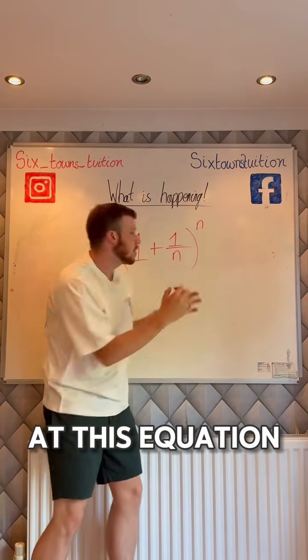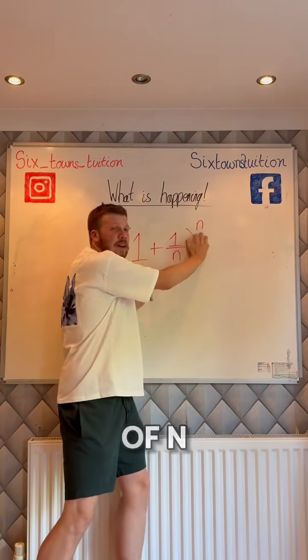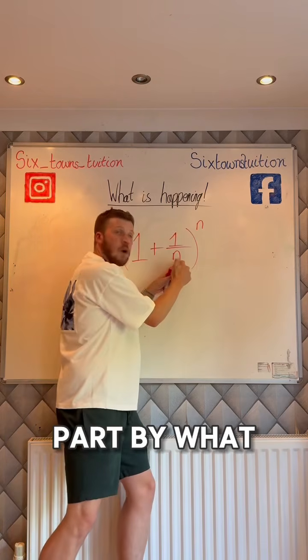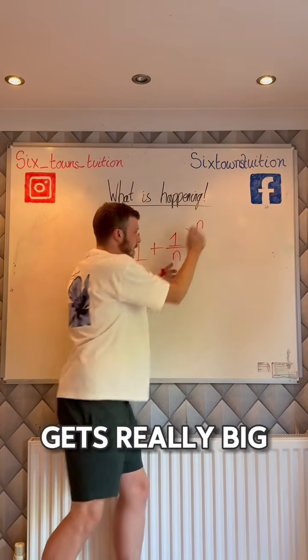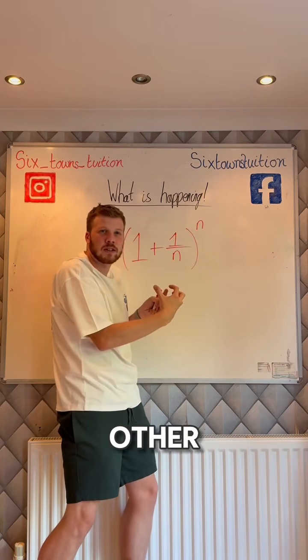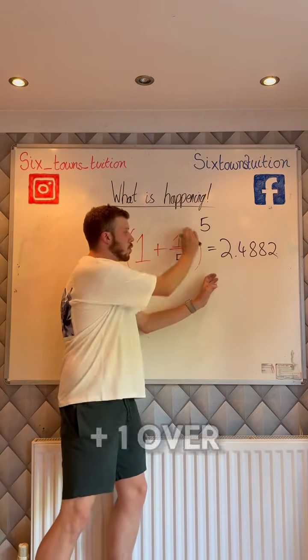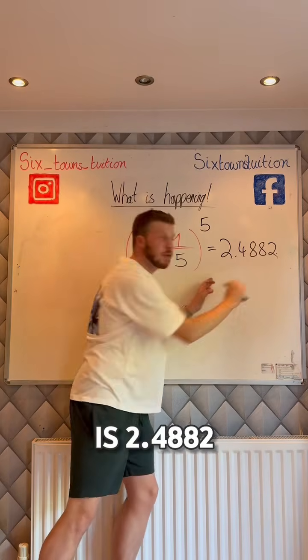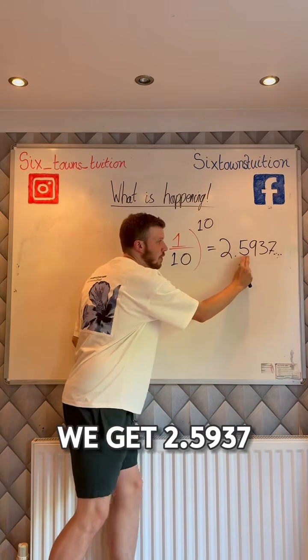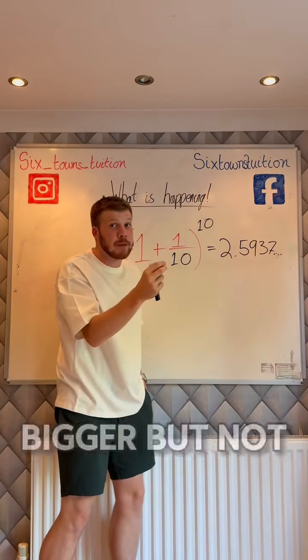So let's look at this equation. Instead of just having a power of n, I'm now going to change my additive part by what that value of n is. So as this gets really big, this additive bit is going to get really, really small. So we're going to start fighting each other. So when n is 5, 1 plus 1 over 5 to the power of 5 is 2.4882. So it's getting bigger. When n is 10, we get 2.5937. So again, bigger, but not as much.